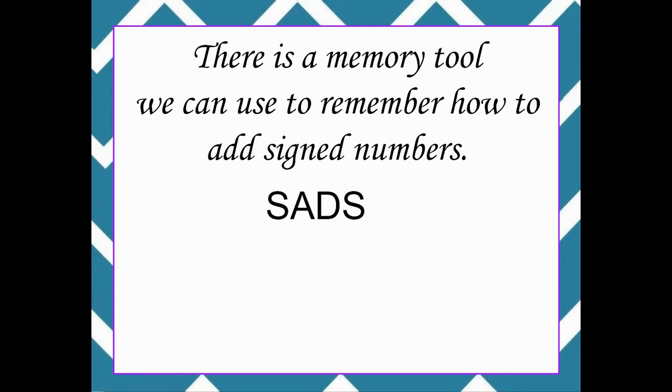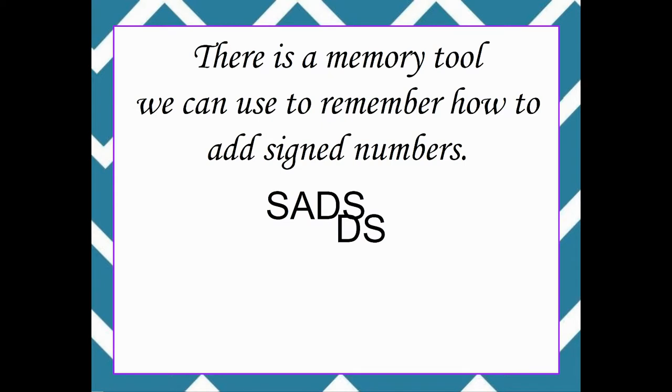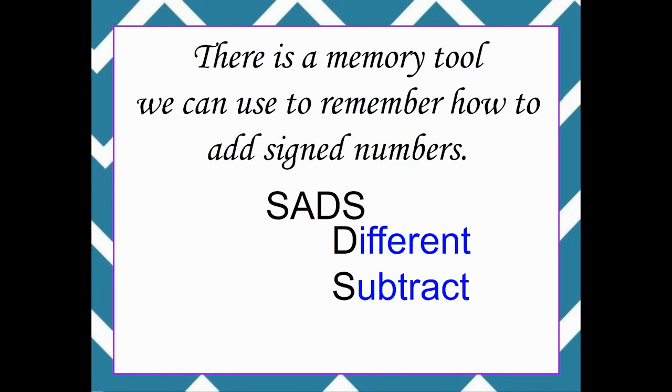There's a memory tool that we can use to remember how to add signed numbers, and we call it SADS. If signs are the same, we add the magnitudes and keep the sign of the addends. If the signs are different, we subtract the magnitudes and take the sign of the larger magnitude addend.